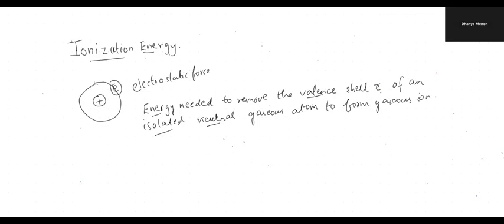So isolated, because we get isolated atoms in the gaseous form only. Okay, for example, it is difficult to remove electrons if they are in the solid state, because they are held together and the forces are more. So we get isolated atoms only in the gaseous state.